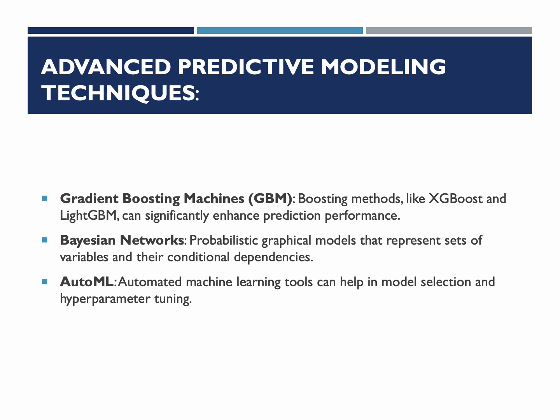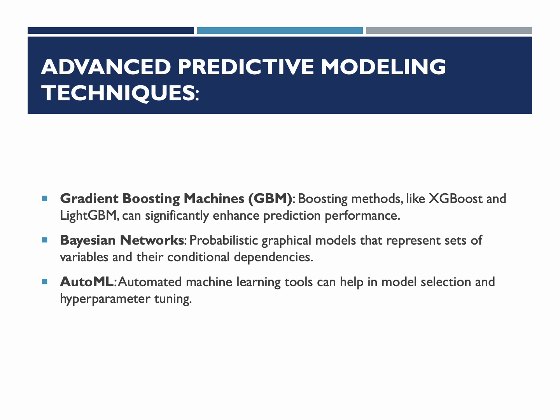Okay, so in predictive analysis, advancements in technology and data science have given rise to more sophisticated modeling techniques that offer enhanced performance and accuracy. So let's explore some of these advanced predictive modeling techniques. First is gradient boosting machines, GBM. These are a type of ensemble learning method that builds a model in a stage-wise fashion where each subsequent model attempts to correct the errors of the previous ones.